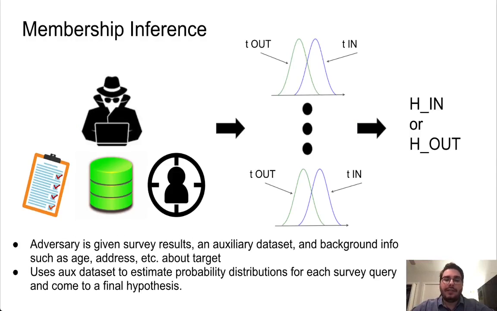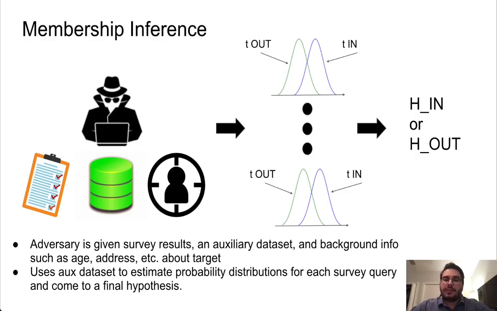In our case, the adversary has access to the target survey, an auxiliary dataset that is separate and distinct but contains information that is statistically similar to the target query database, such as the same database from the year before. In addition, she has access to background information about the target, such as age, address, any attributes that can relate the target to the target survey.